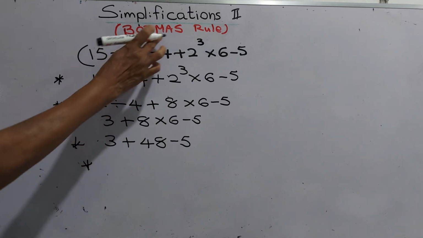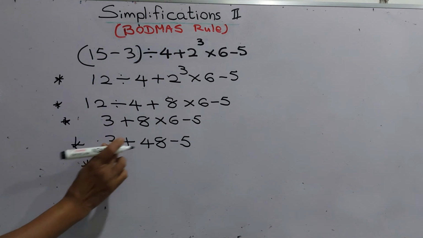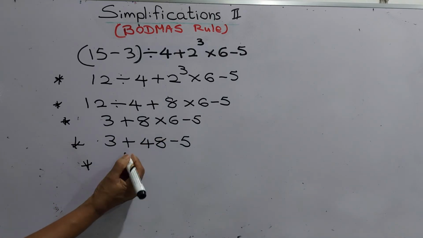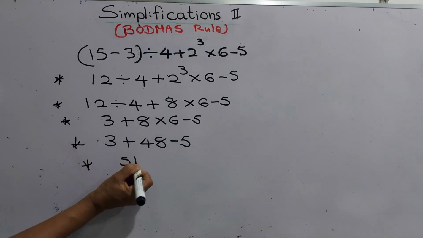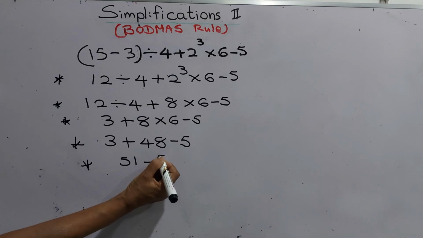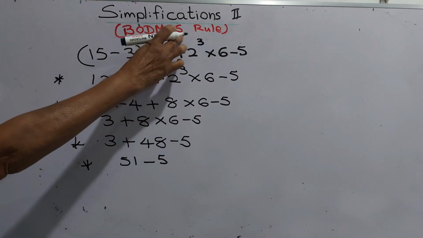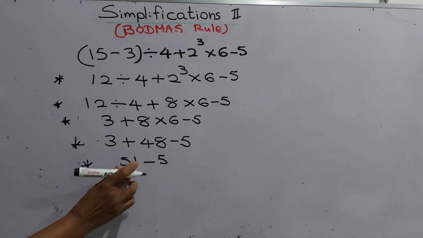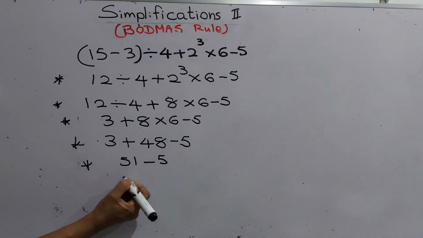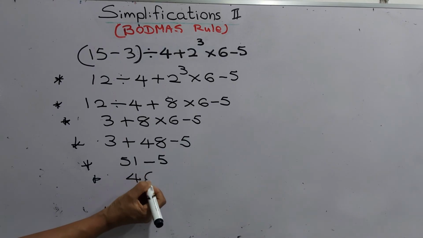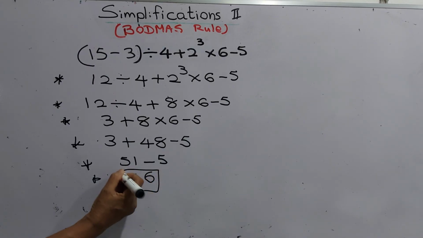Next step is addition. 3 add 48, that is 51, subtraction 5. Last step is subtraction. 51 take away 5, that is 46. That is the answer for this sum.